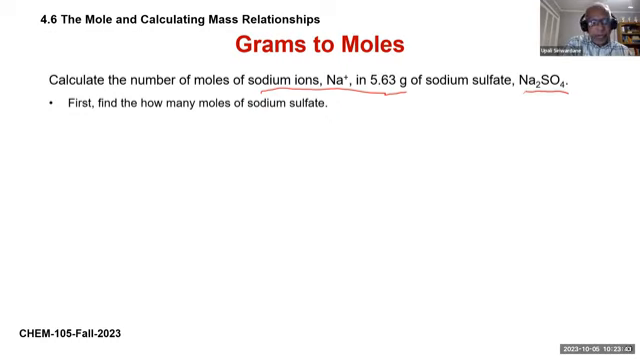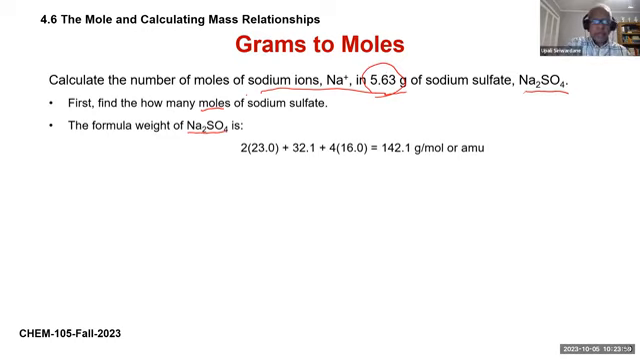First you need to find the moles in 5.63 grams of sodium sulfate. To get that, you have to get the formula weight. We already talked about how to get the formula mass or molar mass. You add up all the masses of sodium, sulfur, and oxygen. The formula weight of sodium sulfate is 142.